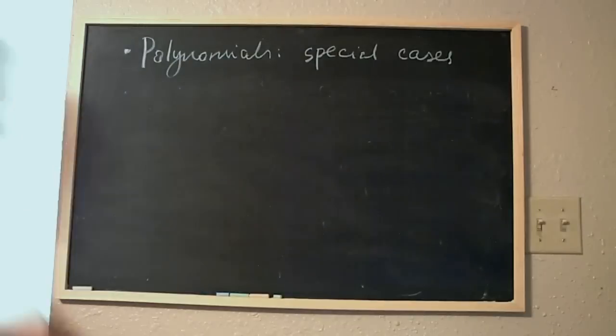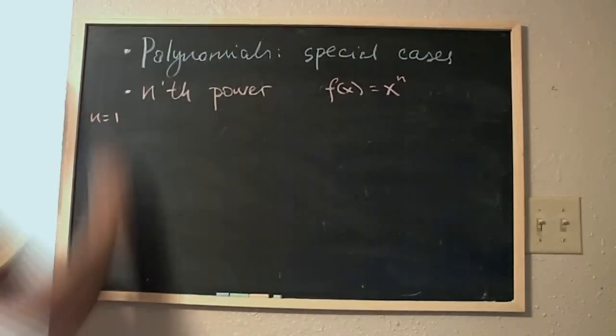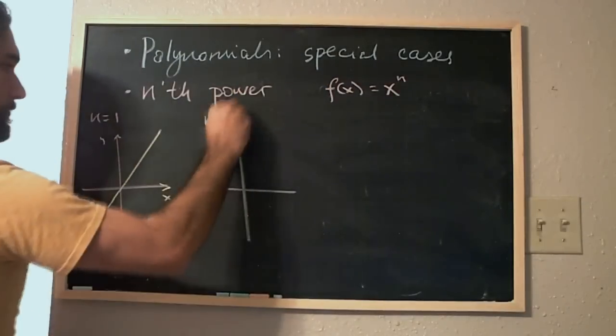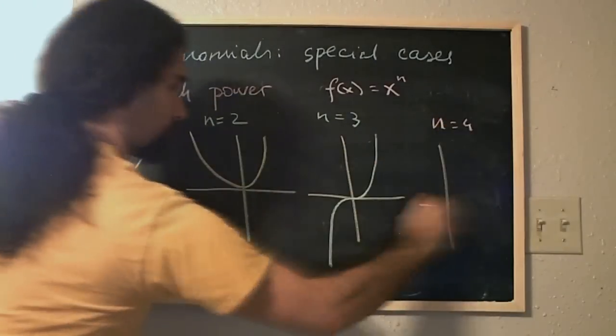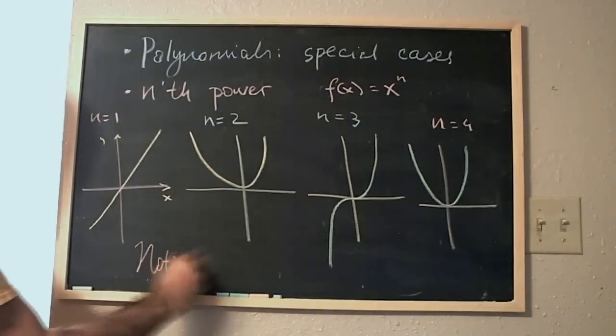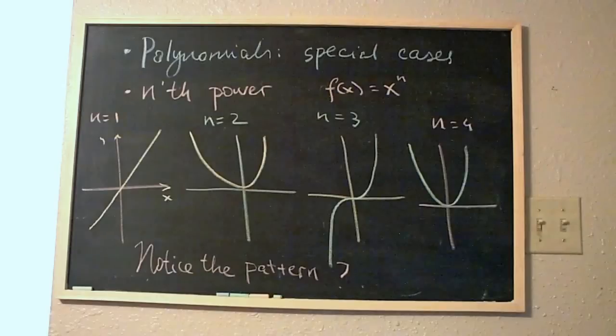Another special case of a polynomial is just the nth power, f of x equals x to the n. Let's look at the graphs of these polynomials. So we have a line, a parabola, a cubic which goes down and then up, and then a degree 4 equation which looks kind of like a parabola but squished. Do you see the pattern here?